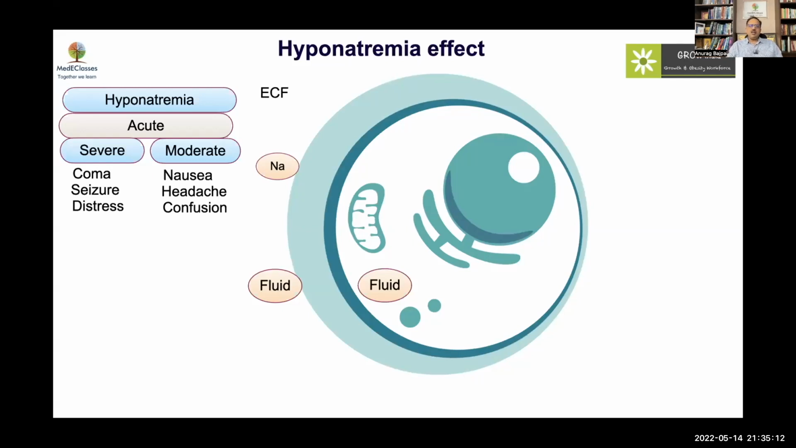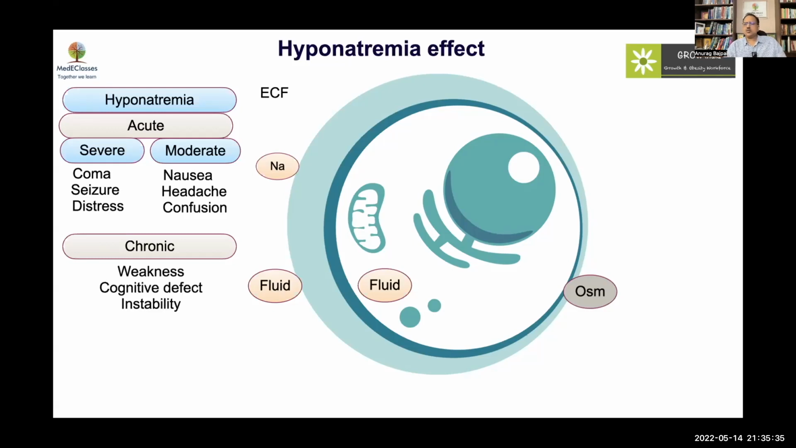Now, identifying these symptoms is very important, because when we talk about treatment, you need to know whether it is acute, severe, or moderate, because the guidelines are different in that perspective. Now, as time passes, there is extrusion of the osmoles from the cell, which then will try to adjust their size. There will be some chronic symptoms like weakness, cognitive disability, instability, vomiting. These are the features of chronic hyponatremia.